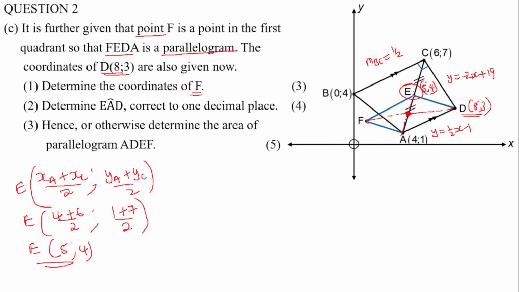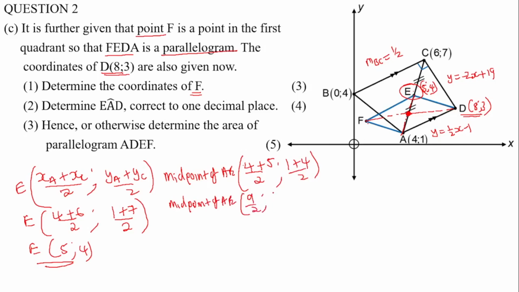Now we need to find the midpoint of AE. It will be x at A, which is 4, plus x at E, which is 5, divided by 2, and then y at A, which is 1, plus y at E, which is 4, divided by 2. The midpoint of AE is (9 over 2, 5 over 2). Now, using the same midpoint formula, we can find the coordinates of F. So now we know the midpoint: 9 over 2 for the x coordinate, 5 over 2 for the y coordinate.